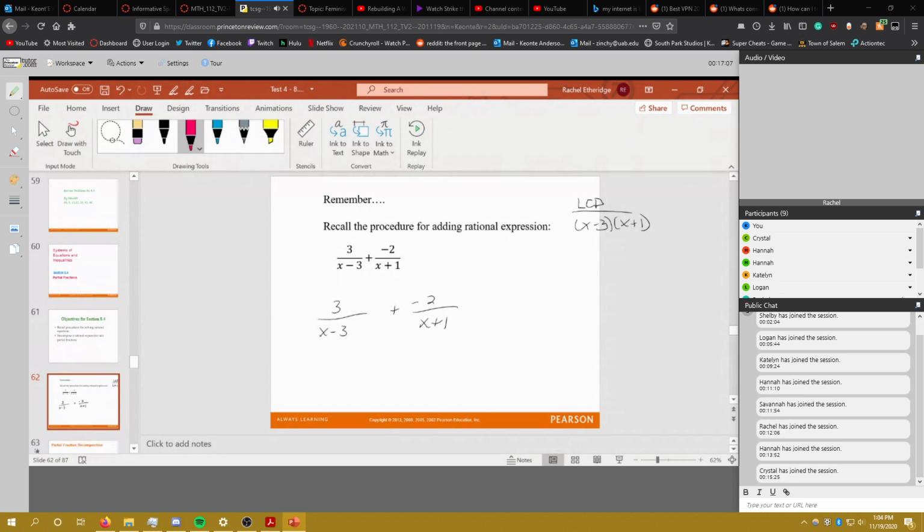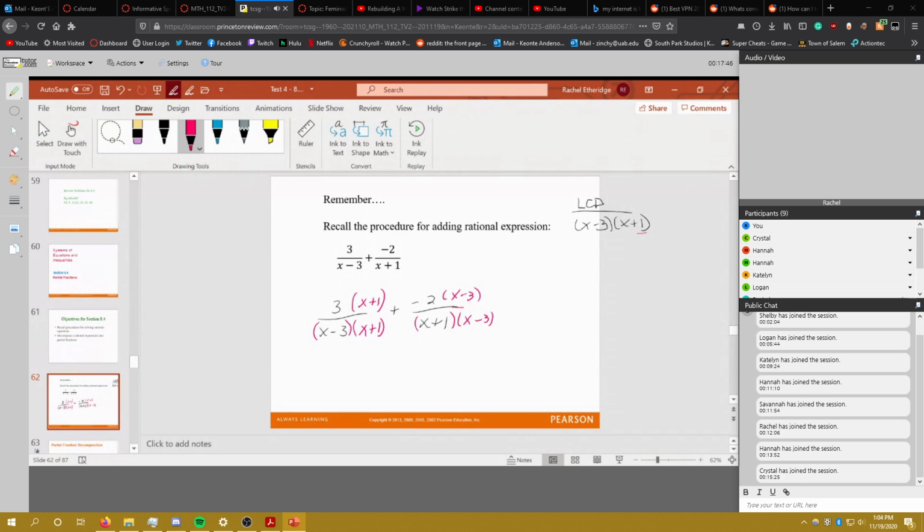In this first expression, we have the x minus 3, but we don't have the x plus 1. So we would have to multiply by x plus 1 in the numerator and the denominator to get that common denominator. To get a common denominator, you've got to get an equivalent fraction, which means we multiply the numerator and the denominator by the missing factor. And over here, we're missing an x minus 3. So that's what we have to put.